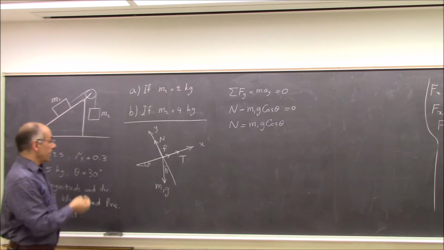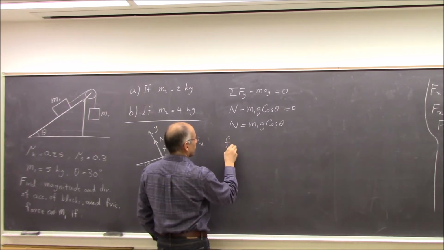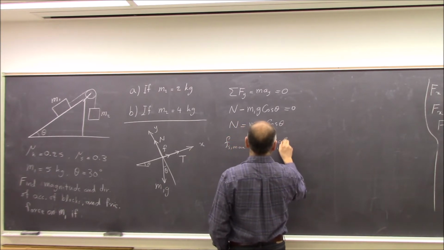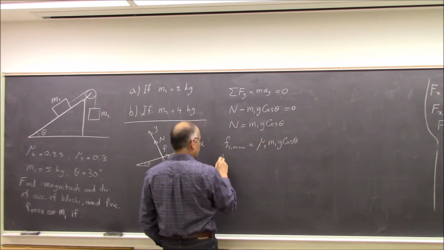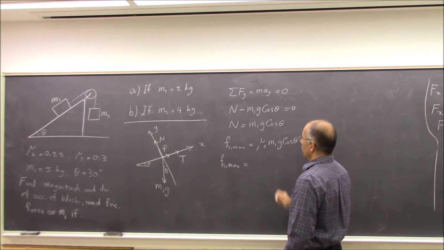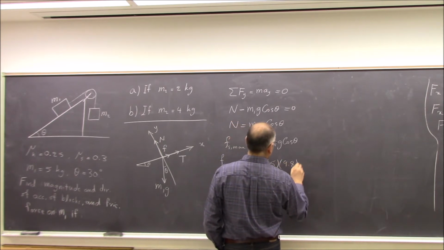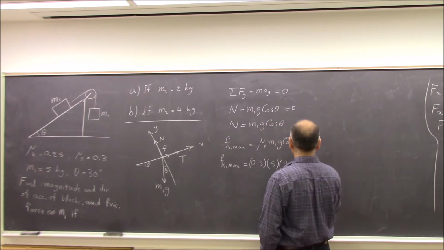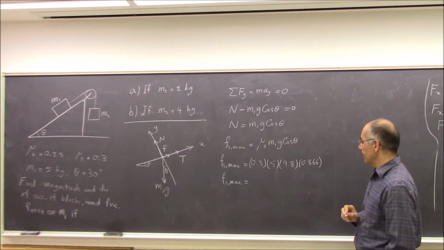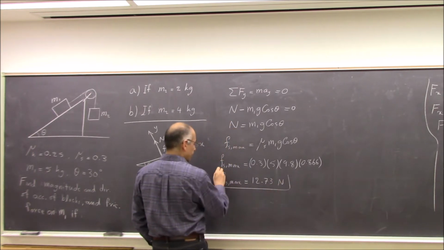And now, because we have M1 and we have theta, we know we can find Fs max. So Fs max is equal to mu s M1g cosine theta. So Fs max is mu s times normal force. Mu s is 0.3 times 5 times 9.8 times cosine 30 degrees, which is 0.866. How much is that? Is it 12.73? 12.73, that's what I got, Newton. So this is Fs max.